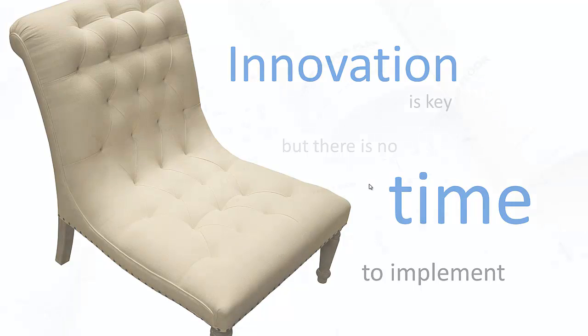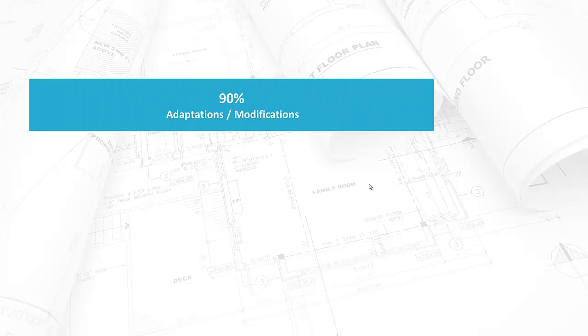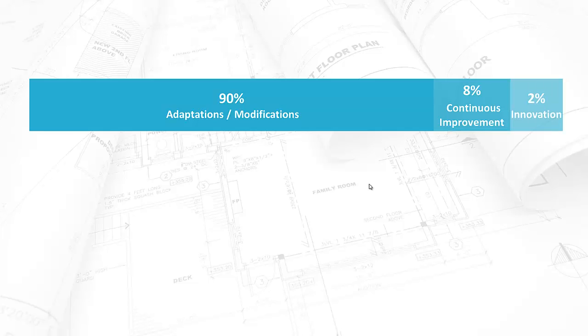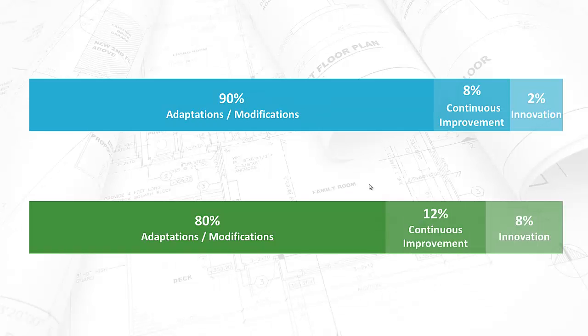Furthermore, if we look at how the time is spent on a project, and these are all customer numbers, they tell us that 90% of the time is spent on adaptations and modifications of customer needs. 8% is spent on continuous improvements on current designs, and only 2% is spent on innovation. Now, most of our customers want to spend more time on innovation, as I told you before, and according to their numbers, they want to look something like this instead. They want to spend less time, about 80% on adaptations and modifications, 12% on continuous improvement, and 8% on innovation instead.